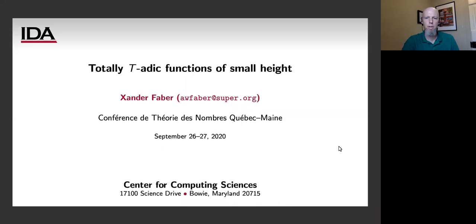As a sort of preliminary story, this is the first Quebec-Maine number theory conference that I've ever been able to attend. So typically in the middle of September, I go on a fishing trip in Ontario with some members of my family and a few other people from the town I grew up in. And so I sort of burn all my husband points in the middle of September, and then I don't have any left over to go to conferences towards the end. But this year I didn't get to go on that trip because the Canadian border is closed. So I get to come to this conference. Thank you for having me.